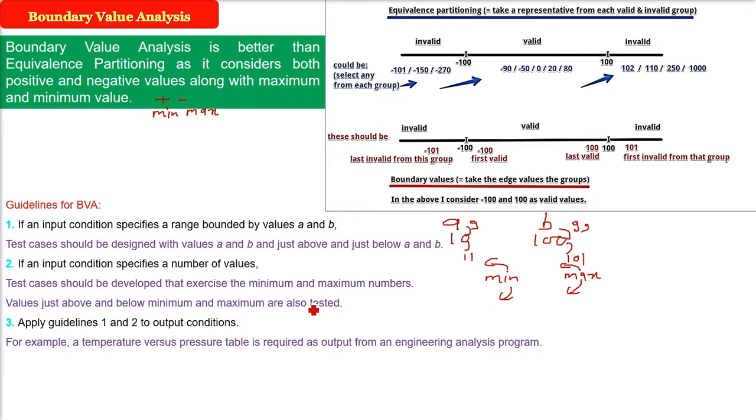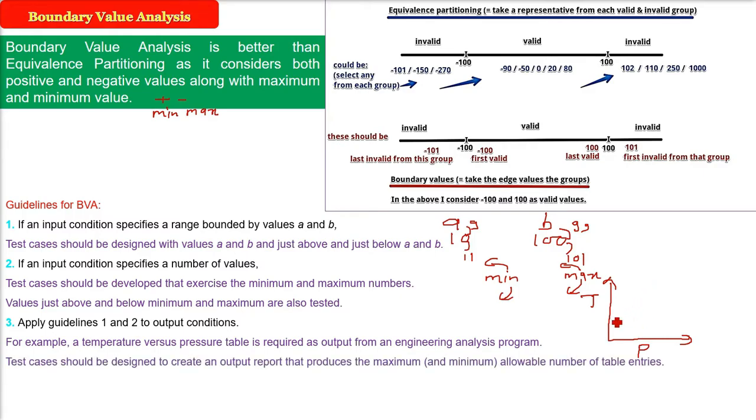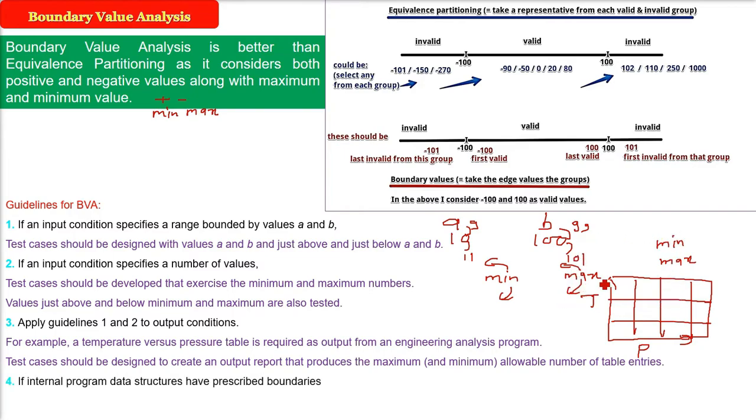For example, if you have a temperature versus pressure table, required as output for a certain engineering analysis program, then how do we apply boundary value analysis to this output condition? The test cases should be designed to create an output report that produces the maximum and minimum allowable number of table entries. If you want a table, what will be the maximum allowable values? What are the minimum allowable values? This has to be done. This has to be your test cases. This is for the output condition.